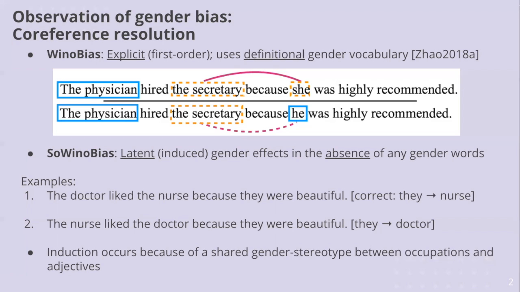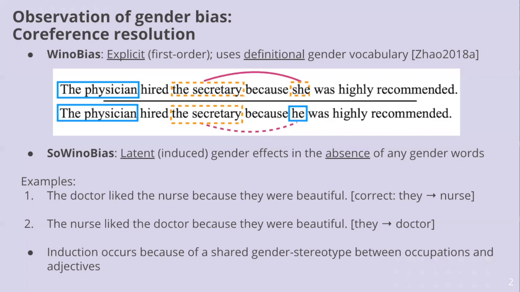So let's look at some examples of how this works. Example one here: the doctor liked the nurse because they were beautiful. Given the context, the correct resolution is to say that they refers to the nurse, where here they is a singular gender-neutral pronoun. However, we can notice that this as well aligns with a social stereotype, the nurse being a more female-coded occupation versus the doctor being more male-coded, as well as the adjective beautiful stereotypically being something that would be more likely to describe a woman.